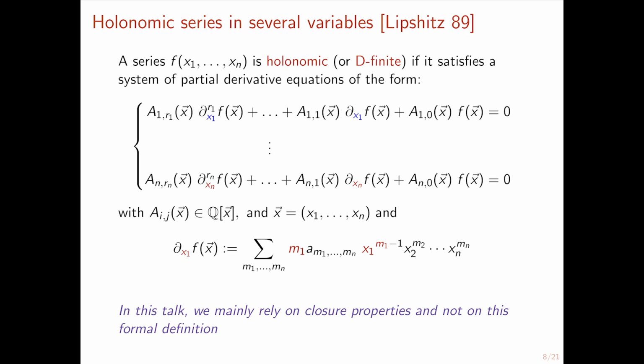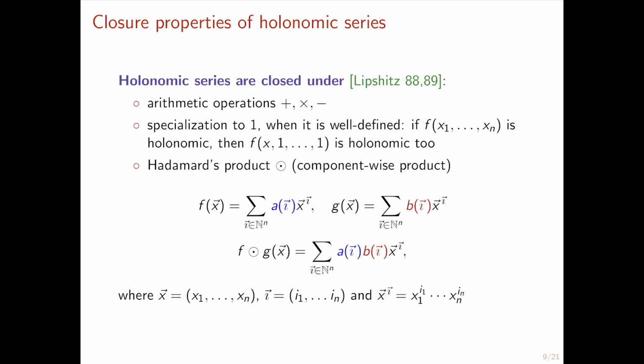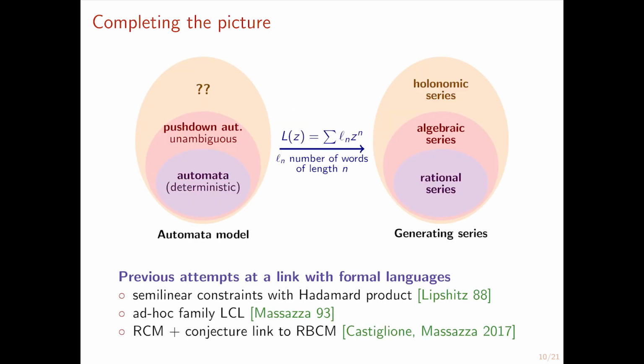However, for this talk, we don't need to understand fully this definition because we will mainly rely on closure properties of holonomic series rather than going back to the definition. Holonomic series in several variables enjoy a lot of closure properties. Here we put the main properties that we will need throughout this talk. They are closed under arithmetic operations, specialization to 1, which is replacing some variables by 1 and obtaining a new series with fewer variables, and finally under Hadamard product, which is a component-wise product.